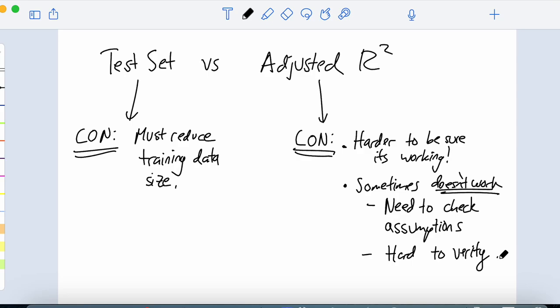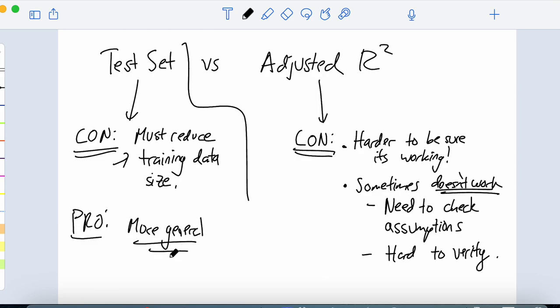So adjusted R squared, I think of it as a more niche thing. In some particular circumstances, it's great. You don't have to reduce the training set size. It's like you have a special screw, right? It's just the right size. You get the special screwdriver and you can do it. Whereas the test set is like you get a drill and you just drill through. It doesn't matter what it is. You can always do it. You're going to break some stuff. You're going to reduce the training set size, but it will always work. So the big pro of the test set is that it is more general.